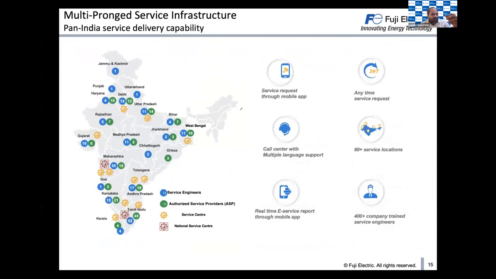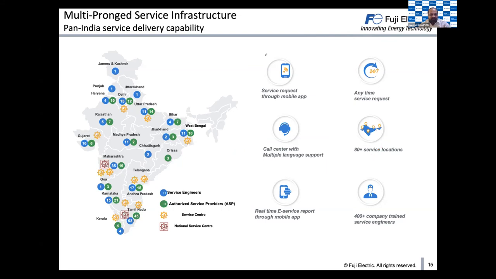And when you talk about my infrastructure, as I said earlier, we are present across the length and breadth of the country. We have more than 400 service engineers with 80 plus service locations. We have an in-house multi-language call center supporting the needs of my customers 24/7, 365 days. And the service is accessible from your handheld device, because we also did a digital transformation from manual; we don't do any manual field service report.